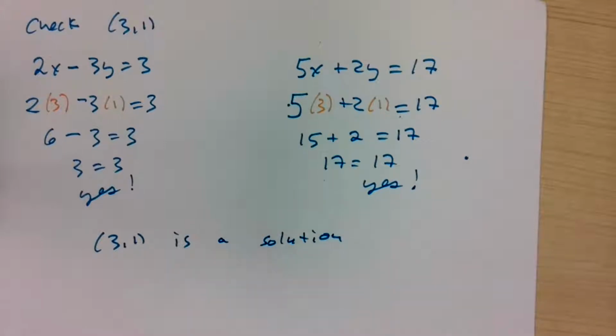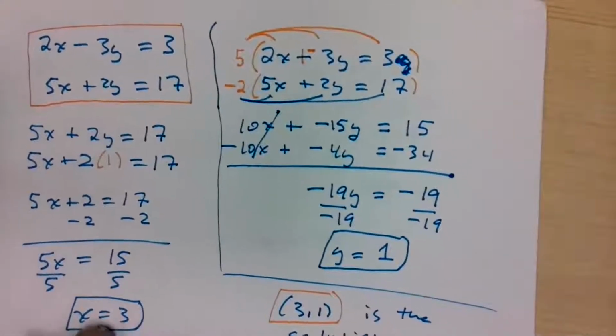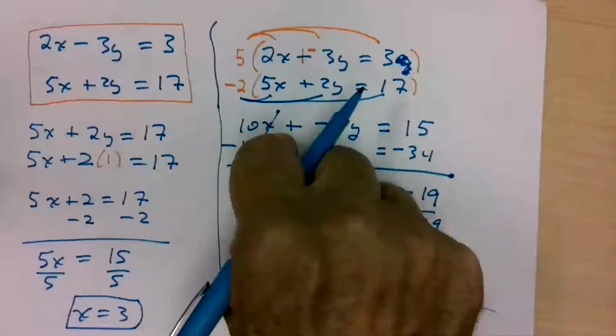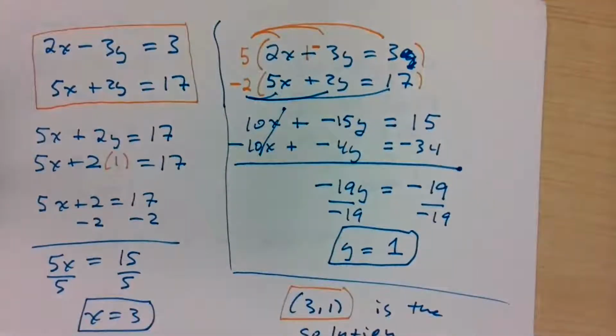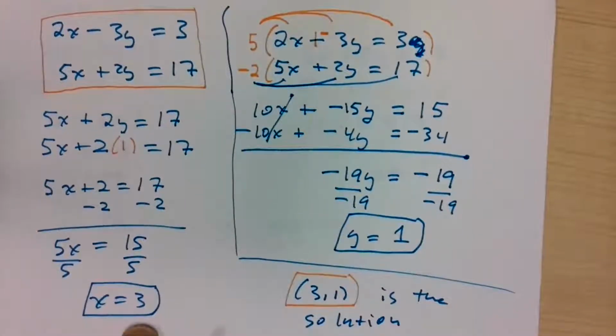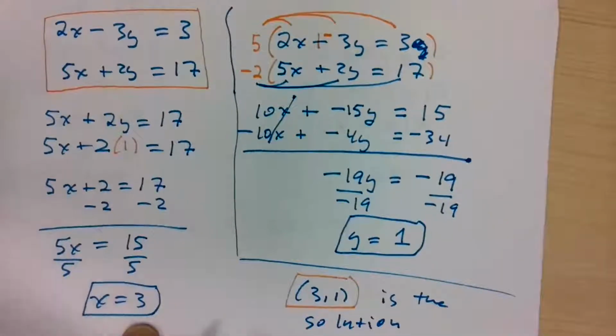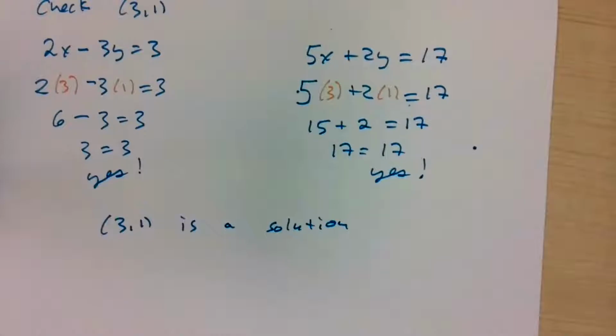Now, for that strategy, I eliminated one of the variables. We can go back and take a look at the first slide here. I eliminated the x's. I had a value for y. Then I plugged that in to get a value for x. That is one strategy, okay? That is not the only strategy. Let's take a look at an alternate strategy.